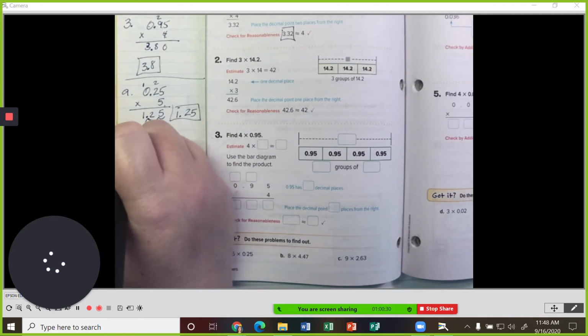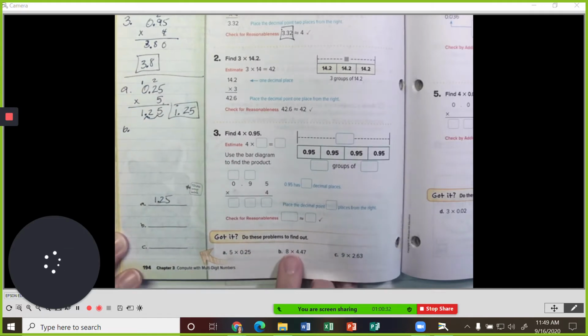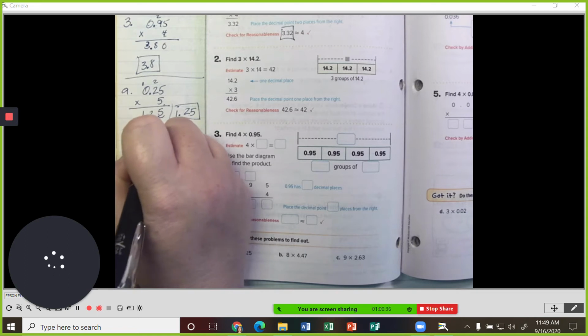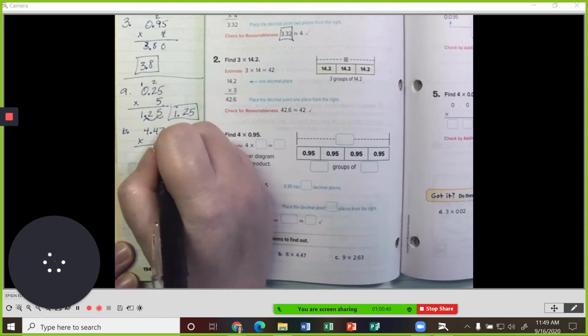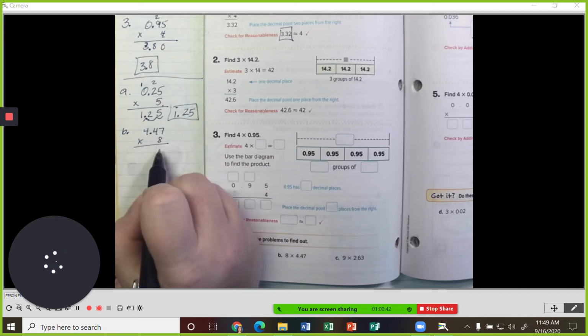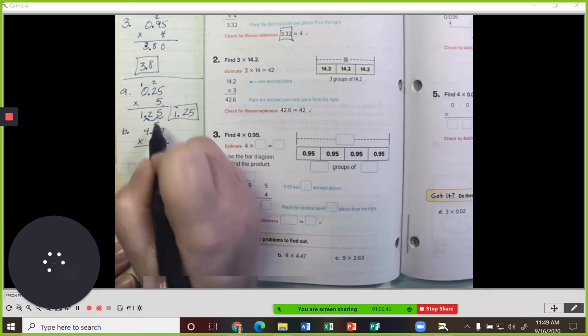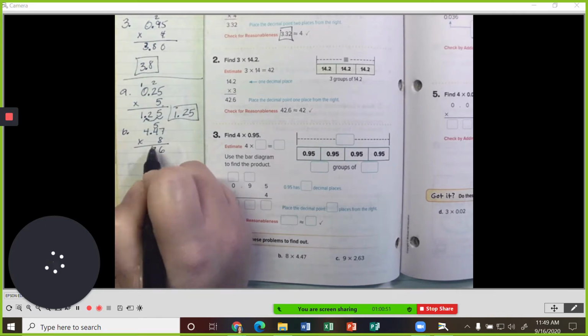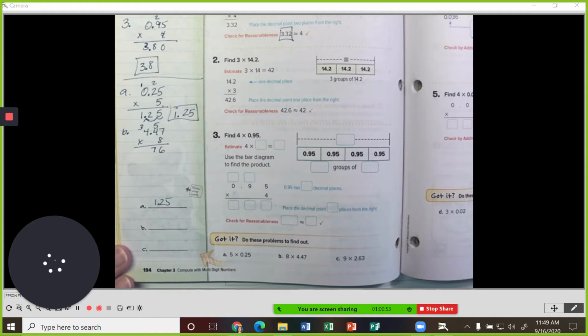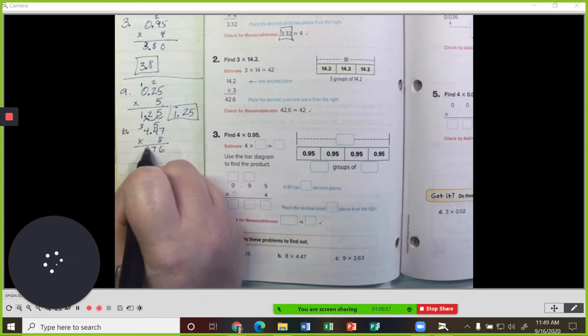Got it B. We have 8 times 4.47, so 4.47 times 8. 7 times 8 is 56, so you write the 6, carry the 5. 8 times 4 is 32, plus the 5 that we carried is 37. Write the 7, carry the 3. 8 times 4 is 32, plus the 3 that we carried is 35.